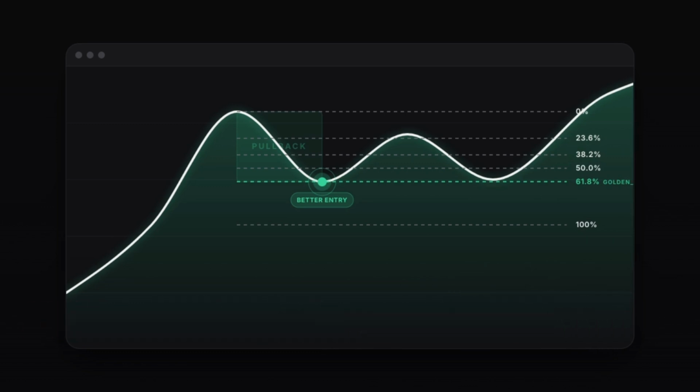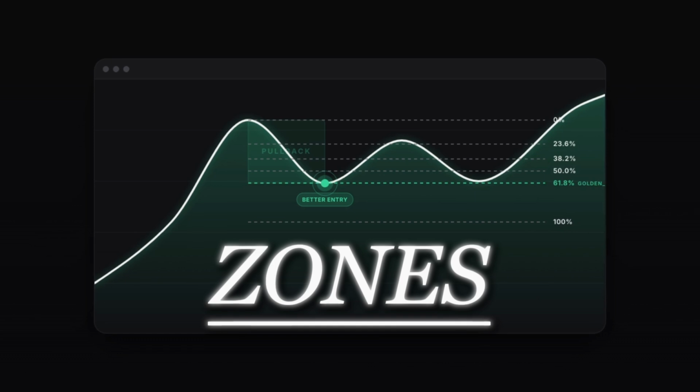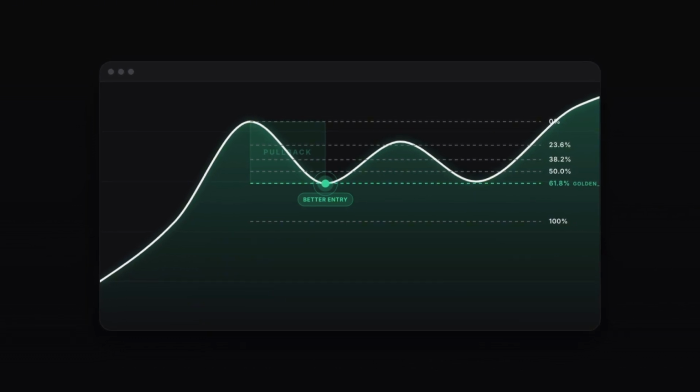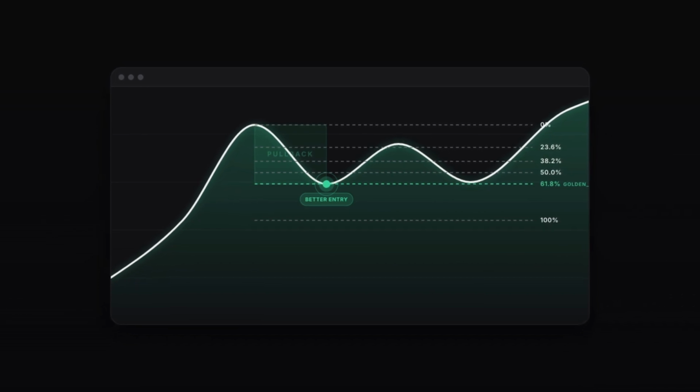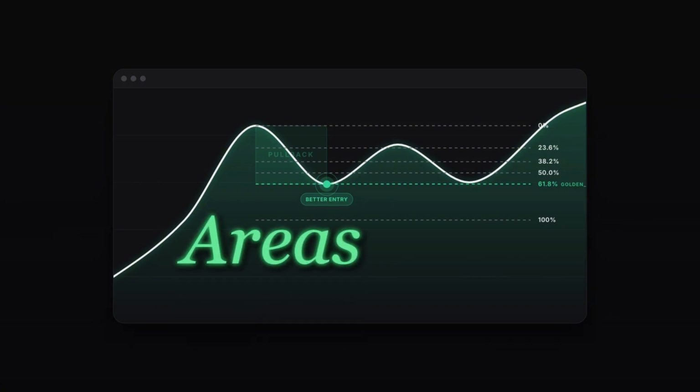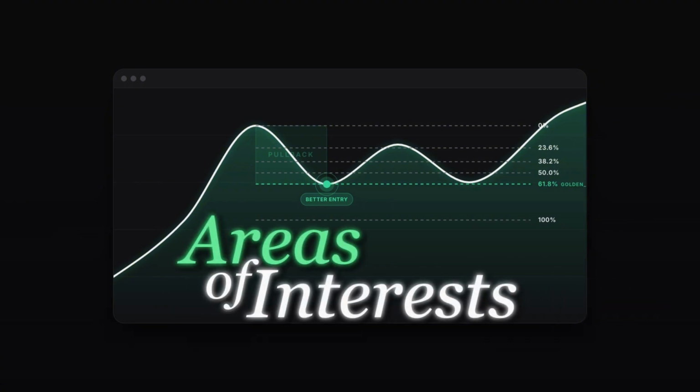Take note of the word zones, not exact prices. This is a very common mistake that people make. They expect price to touch a Fibonacci level perfectly and instantly reverse. Markets don't work that way. Think of these levels as areas of interest, not precise turning points.